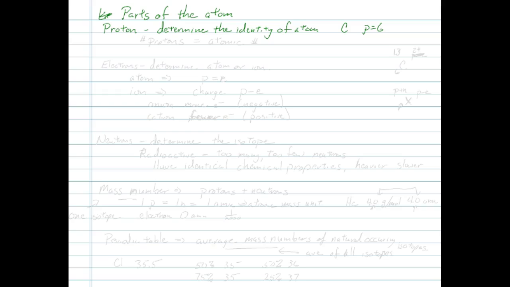If it's not carbon, it won't have 6. It's uranium. Uranium has 96 protons. If you have 7 protons, then it's going to be nitrogen. So you can determine what atom it is.